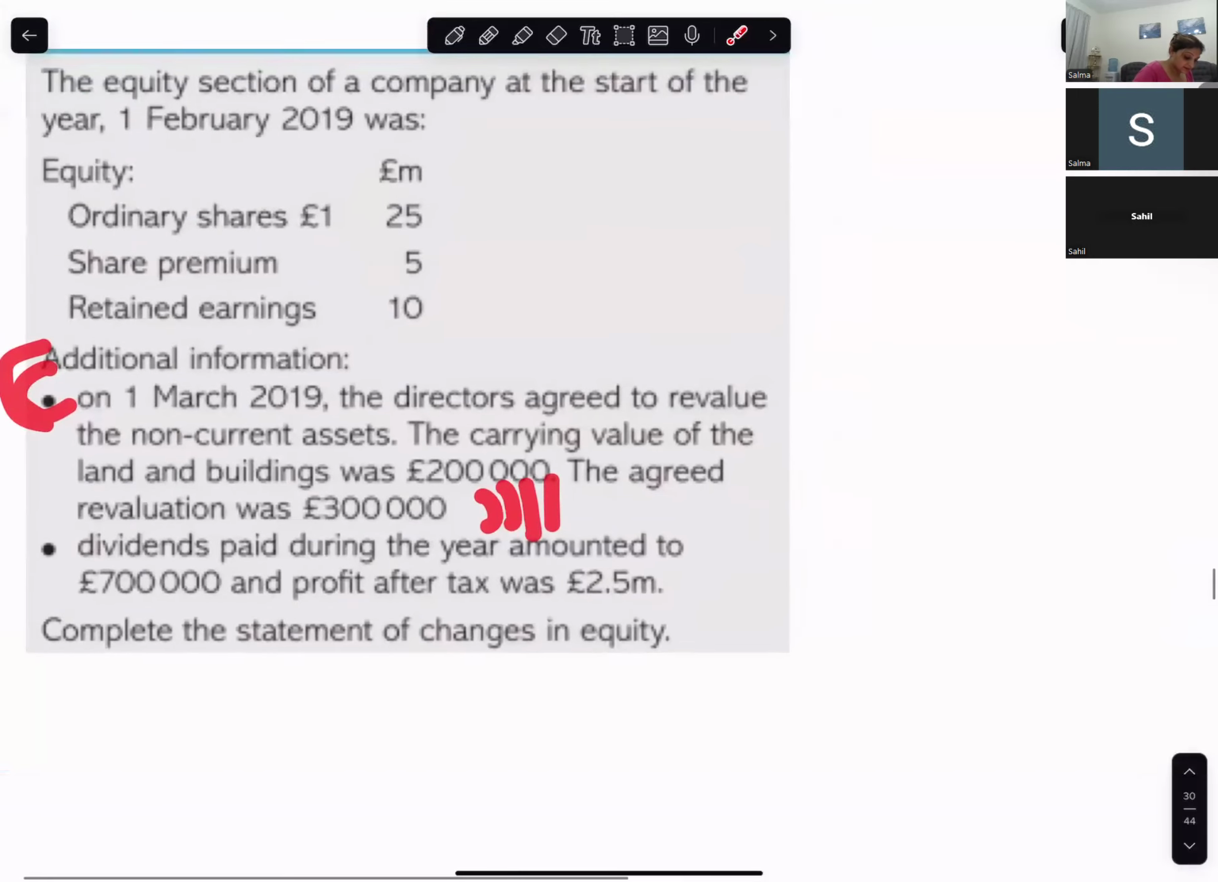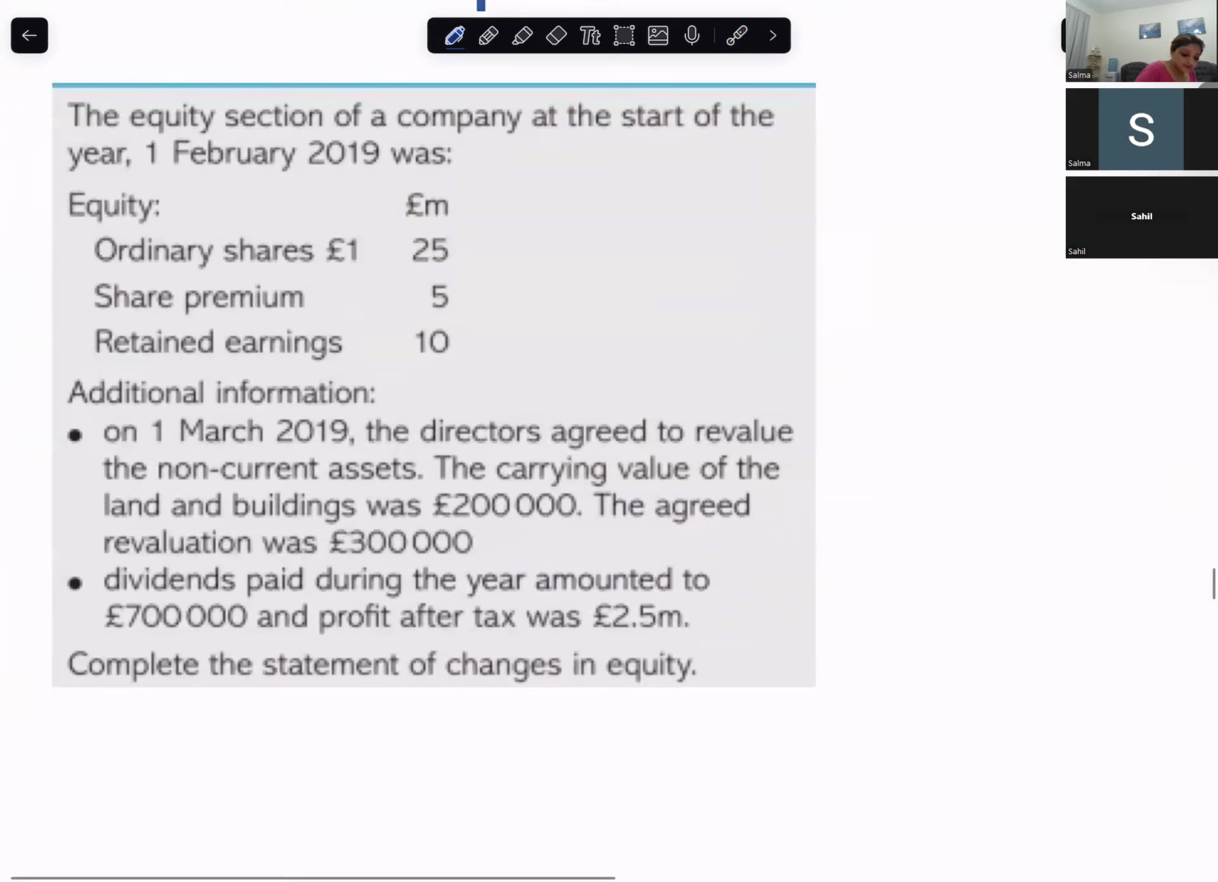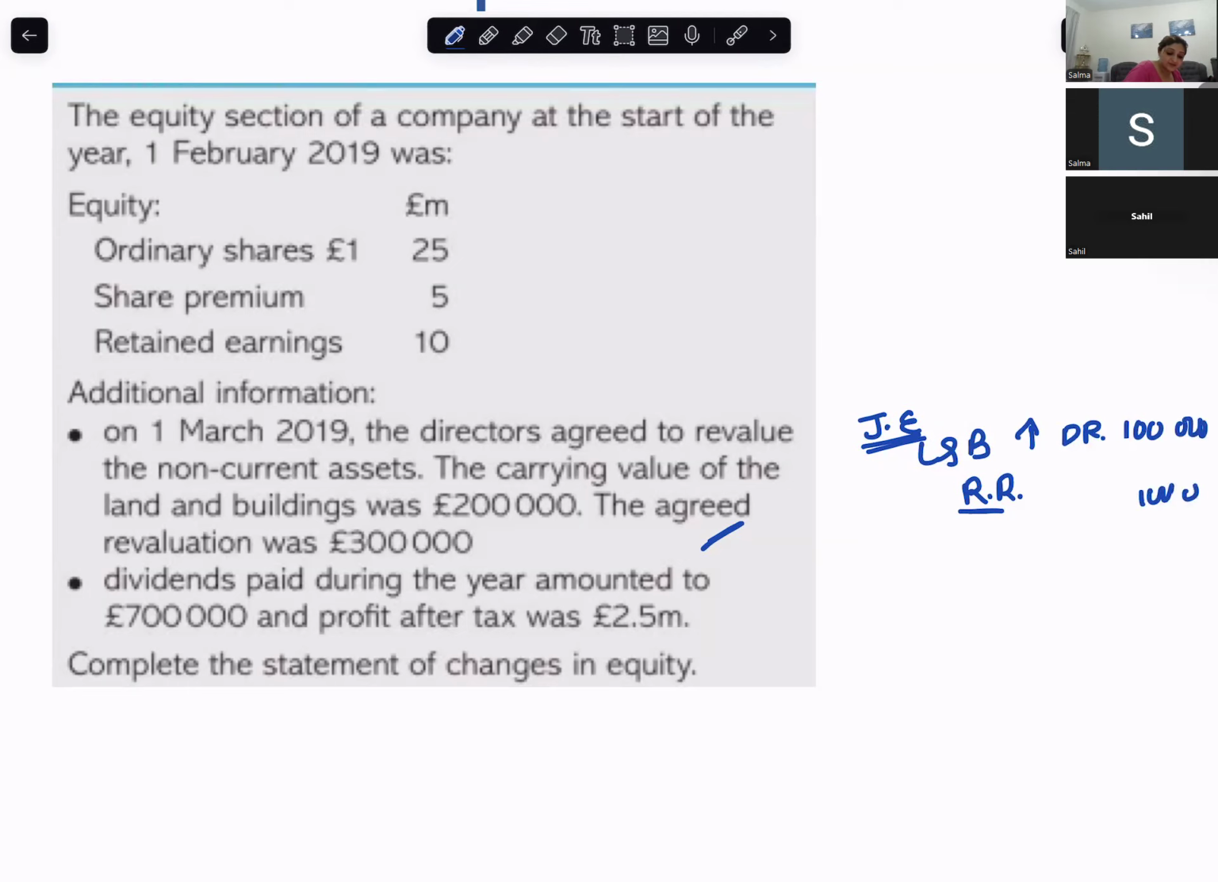Of a revaluation, miss, you just add 100,000 to the carrying value. Okay, can you give me the journal entry for this revaluation? Revaluation reserve credit, I mean bank debit. My bank. Money is coming in. No, it's going out. But from where? No, miss, money is not coming in. Only a reserve is getting created. There is no cash flow in this. You are just valuing your asset at the current value. So land and building valuation is going up. So land and building is debit and revaluation reserve is credit.